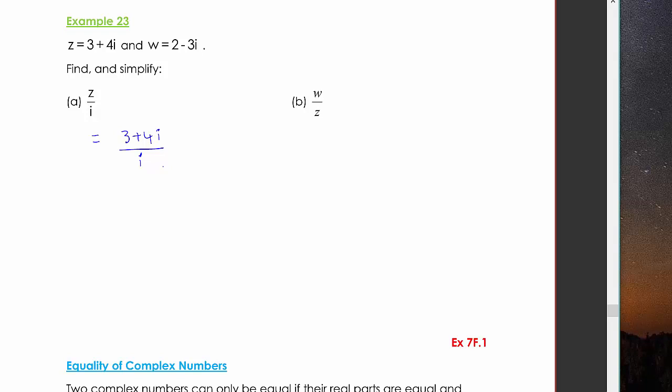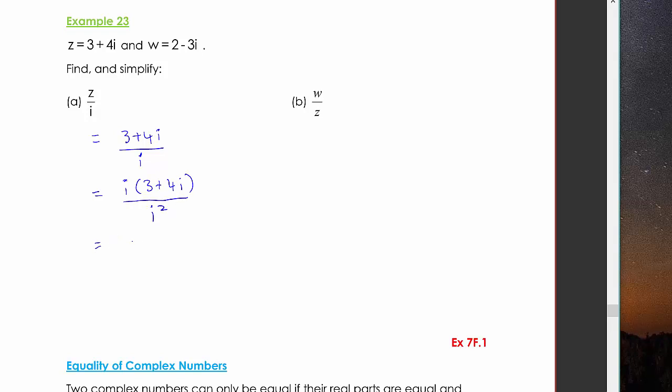You've met this situation before with rational numbers, where you're not allowed to leave irrational numbers in the denominator, and you go through a process called rationalizing the denominator. Here the process is called realizing the denominator. We need to make it real. And a good way to do that here is just multiply top and bottom by i.